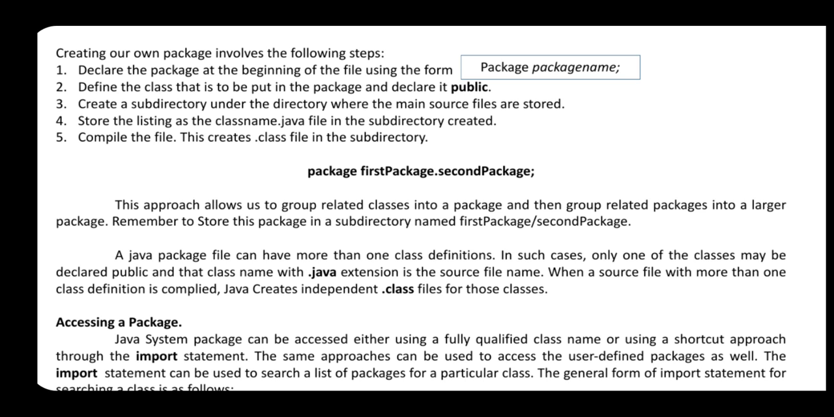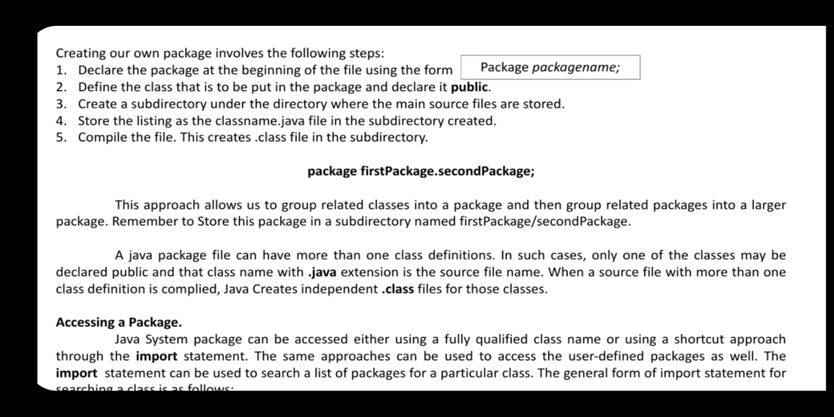Then compile the file. This creates a .class file in the subdirectory, where you just have to compile. There is no running of the program. You should not run any program. Just compile the file, keep the file, and whatever file is there, first the .java file, next to that you are going to have the .class file. So that is how you are going to define that one.